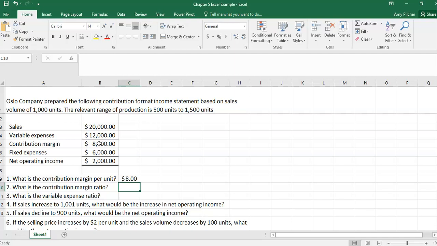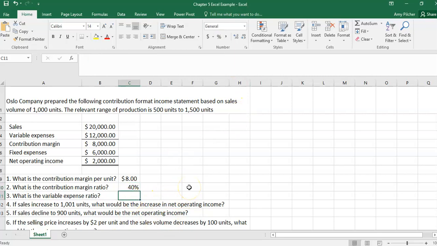The contribution margin ratio per unit, we want to calculate what is the percentage of contribution to total sales. So the contribution margin ratio is the contribution margin divided by sales. And we can do that per unit or for the total. The percent will come out the same. So that equals 40%.